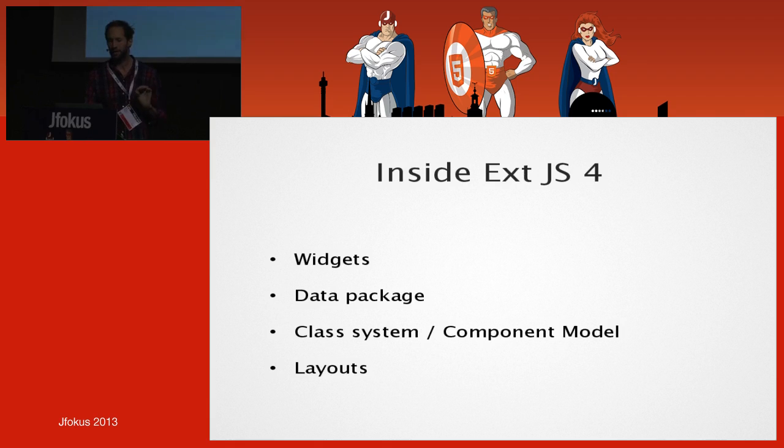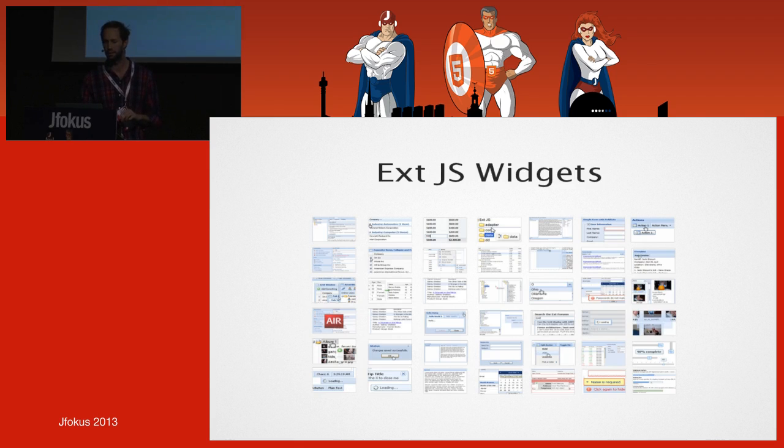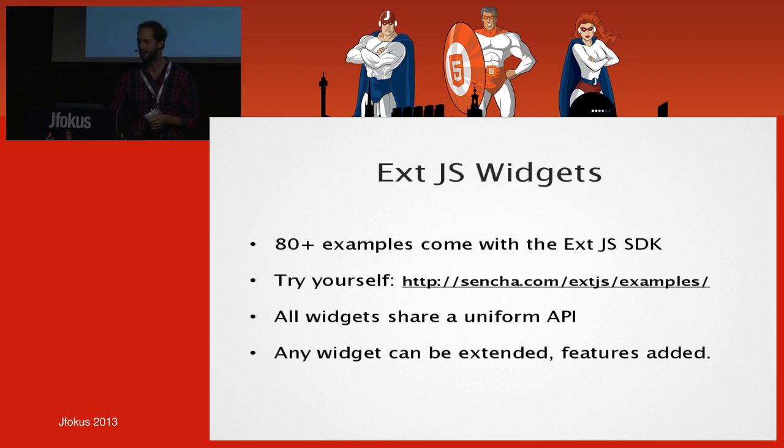So a high-level look at Ext JS 4 gives us the widgets, data package, a class system with a component model, and layouts. We're going to try to run through those sections briefly. If you open up the source folders of Ext JS and the examples, you'll see there are plenty of widgets around. I think there are about 80 examples at least. So you can learn quite quickly by just browsing the API examples.